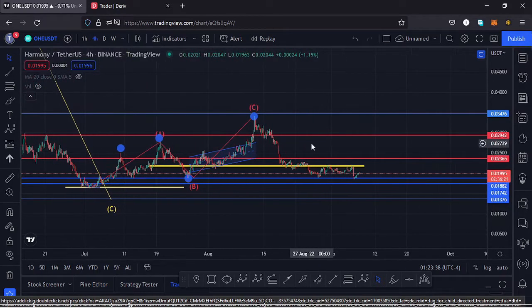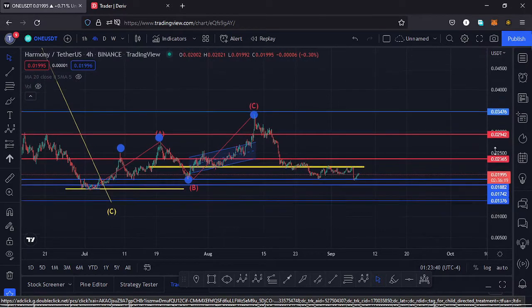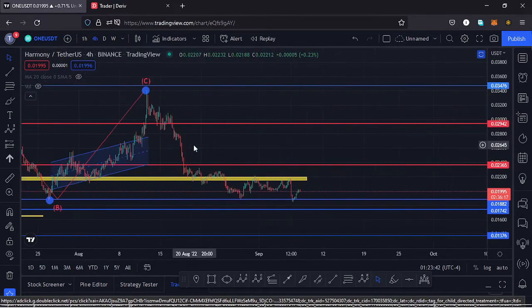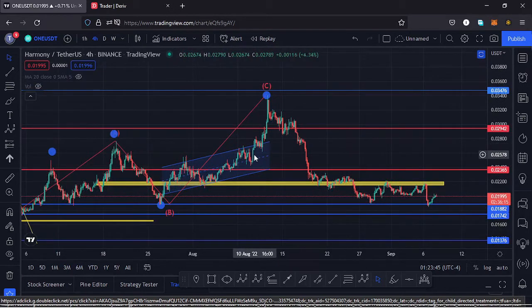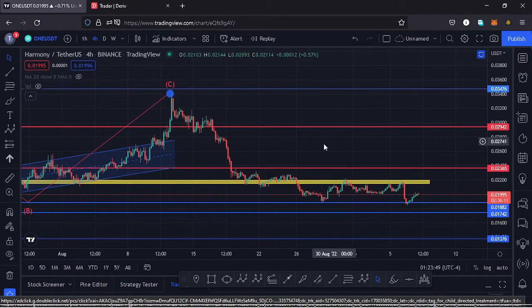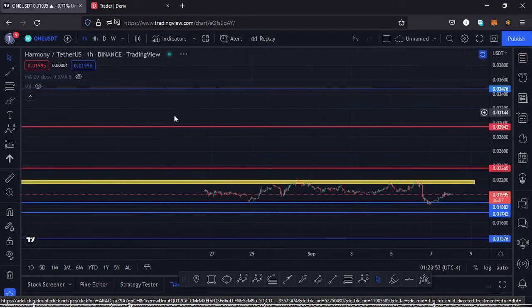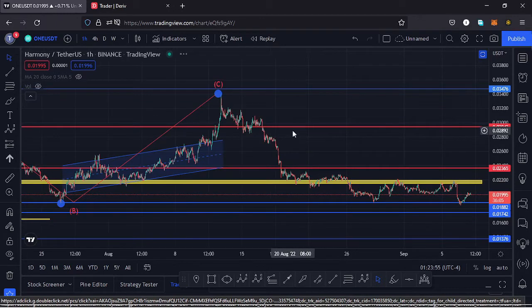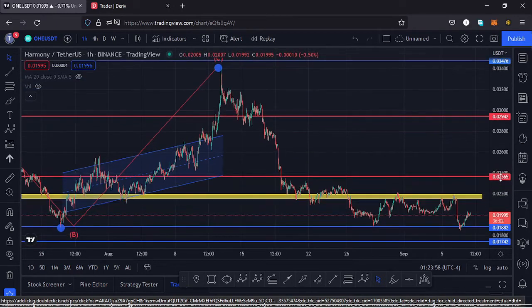After seeing a massive ABC correction, whatever we expect on this other side is the formation of a 5-wave structure, and that 5-wave structure could be giving us lower lows here on this chart very soon. So if I jump to the 4-hour chart so that I can sketch out a 5-wave structure to the lower side, we can have this movement right here as the first wave.